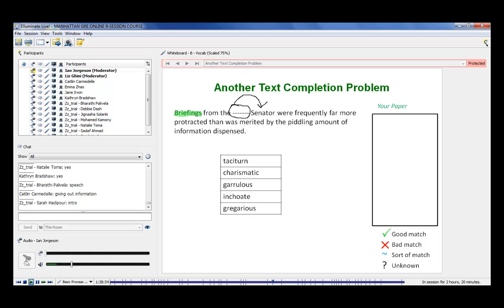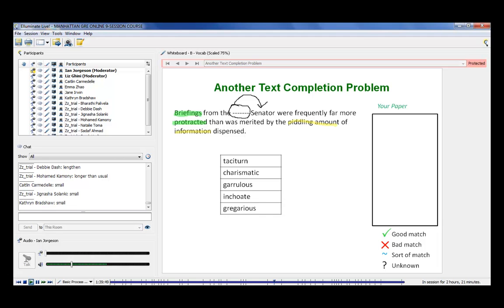Okay, what about those briefings? What word is used to describe the briefings? They're protracted. What does protracted mean? Yeah, extended or elongated. So the senator gave long briefings, longer briefings than was merited by the piddling. What does piddling mean? Okay, the piddling, the small amount of information. So in other words, the senator is giving long talks that are longer than the small amount of information they deserve.